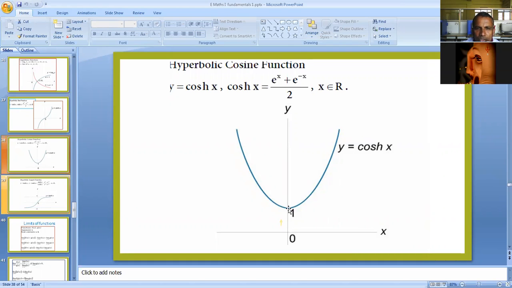And when you substitute the remaining values, either from left or from right of the x axis, definitely all values will lie on that same curve.